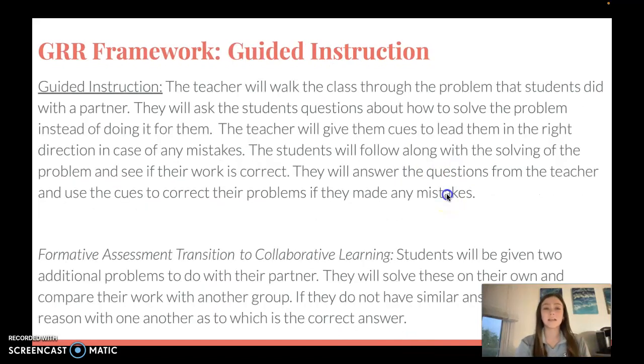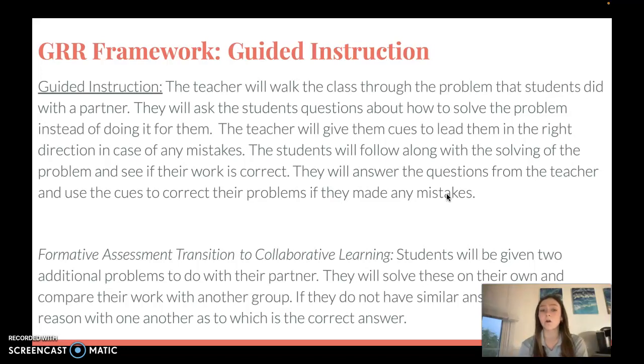So the next stage is guided instruction. This is where the teacher will walk the class through the problem that they previously did in the formative assessment transition. They'll go through that problem together. The teacher will ask the students questions about how to solve the problem instead of doing it for them, giving them prompts like, okay, what do I do next? How did we get here? What's our next step? That sort of thing.